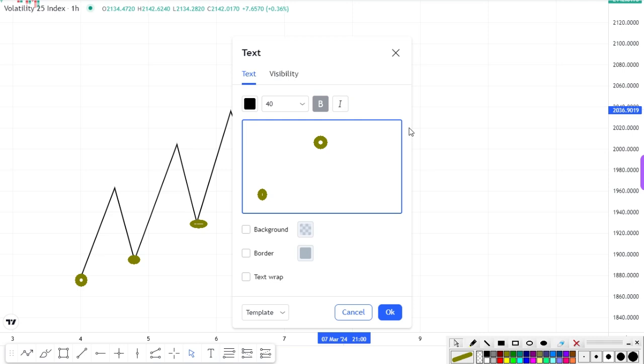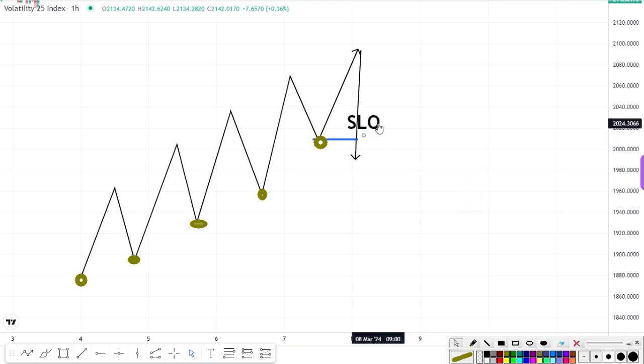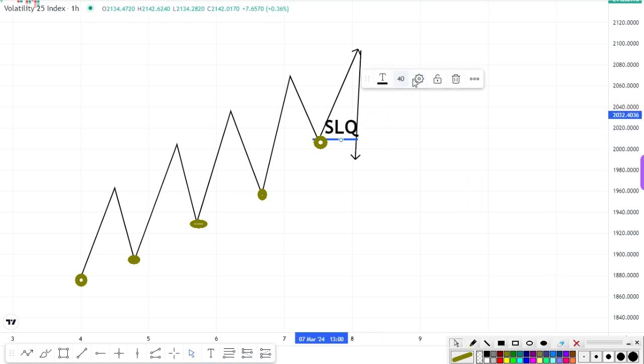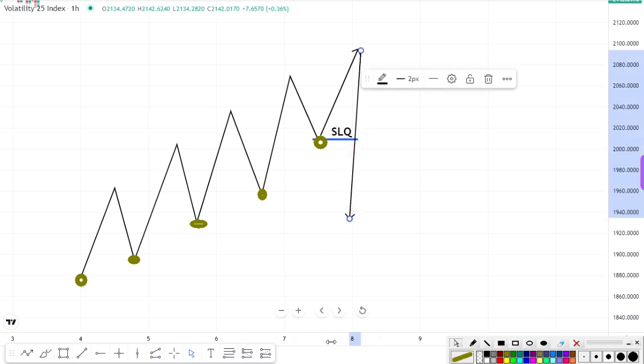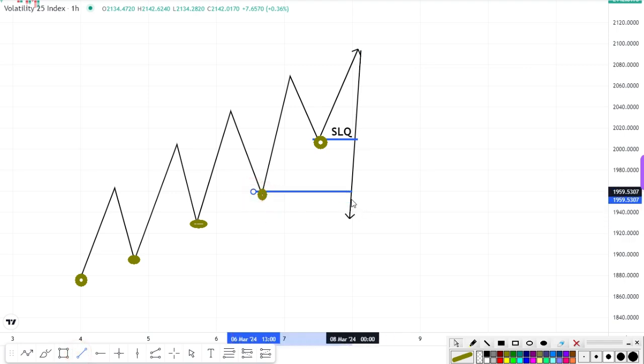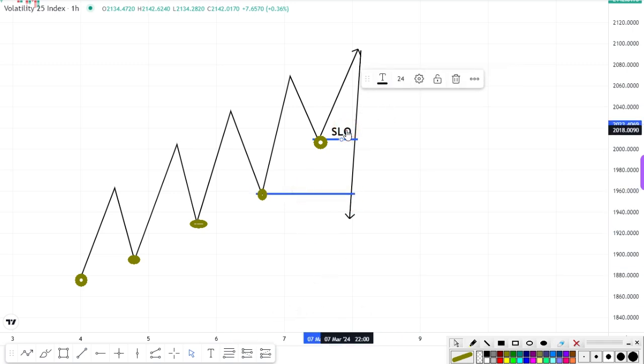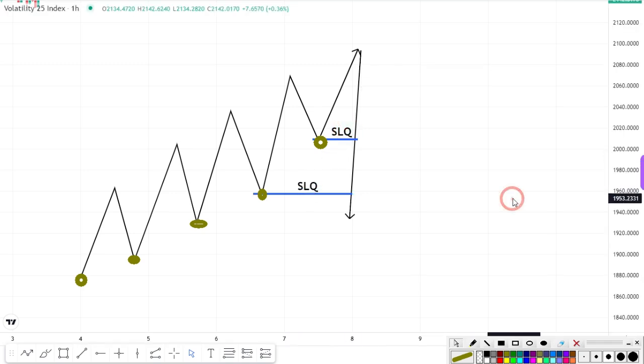I can just say maybe SL. So this can be seen as sweep of liquidity around here. You can use the money sign, dollar sign, anything you want. It's not important. What is important is that you understand the concept. So this is actually a liquidity sweep. What if the price pushes all the way to this level and did the same thing? We also have a sweep of liquidity around that zone. We can still call this sweep of liquidity.